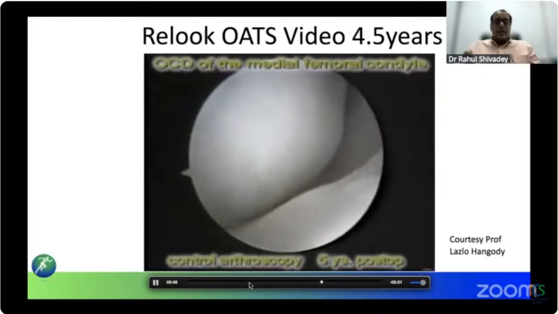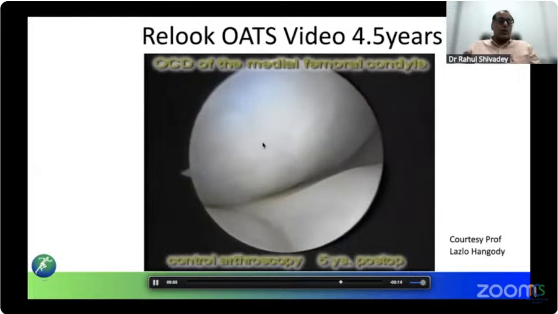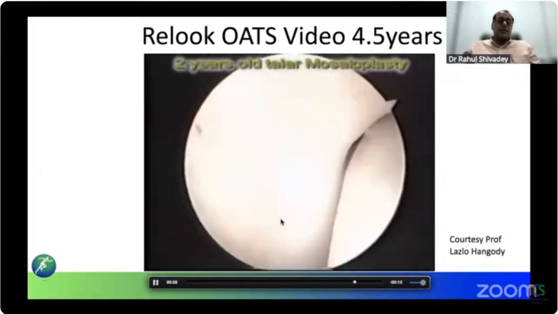This is another case, which is a 5-year post-op. As you can see, at 5 years post-op, such beautiful results, no chondral changes on the tibia, no meniscal injuries. And this is something for the talus.